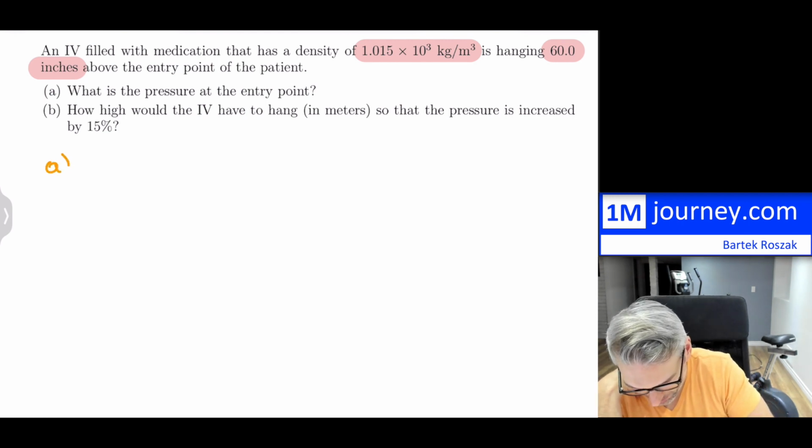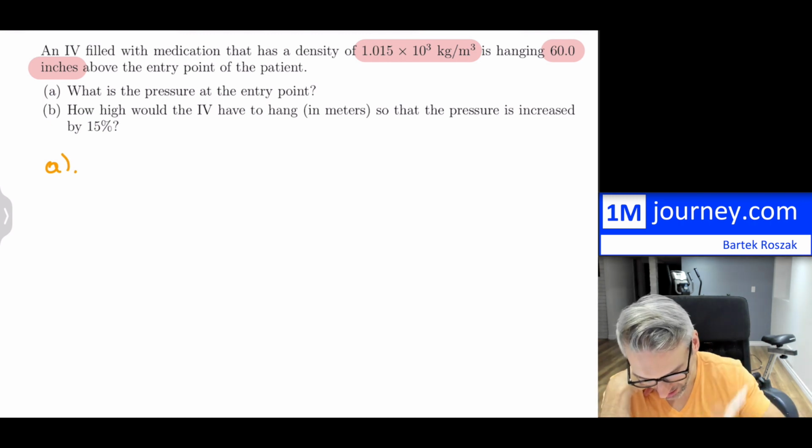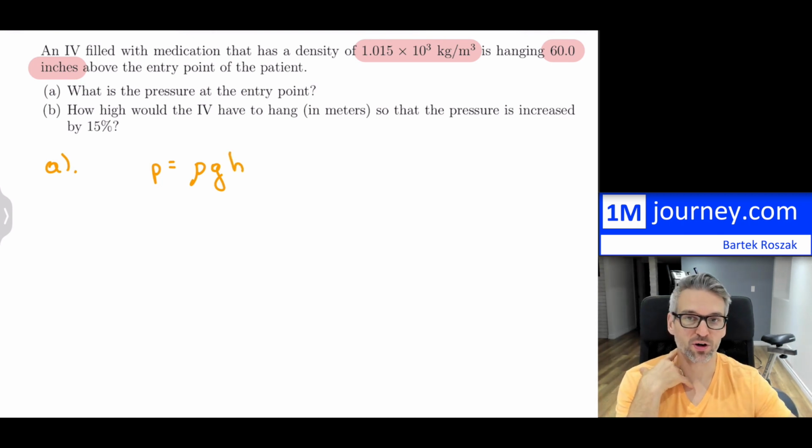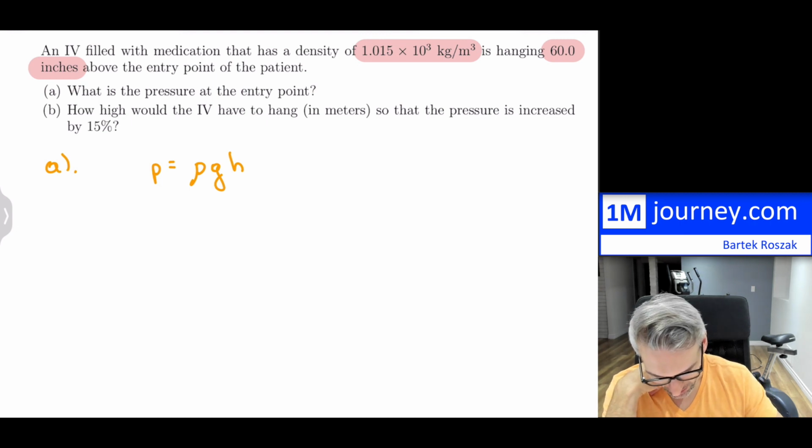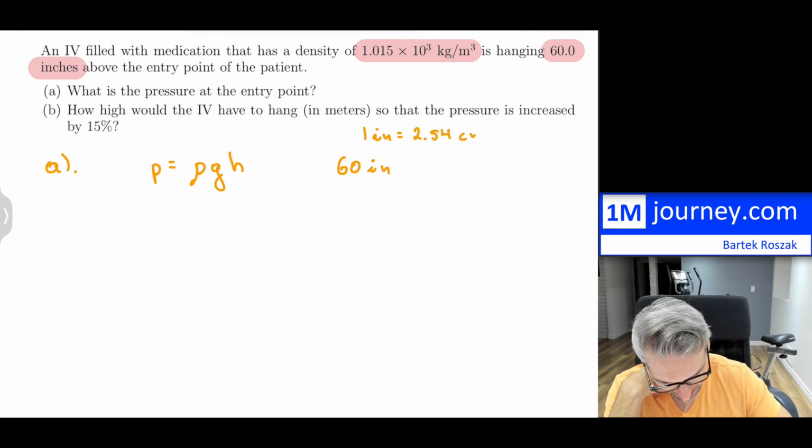So if we want to find the pressure, we have the density and we have the height. Please remember that here you can very easily use the pressure is equal to the density times the gravity times the height, which is pressure at a depth with regards to a fluid. The only thing you have to be careful with is that 60 inches. You may recall 1 inch is equal to 2.54 centimeters. So you can easily change this.